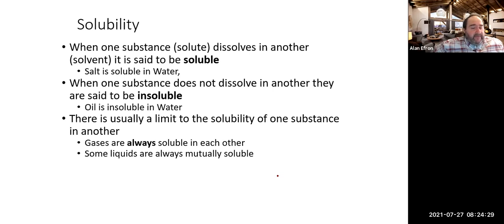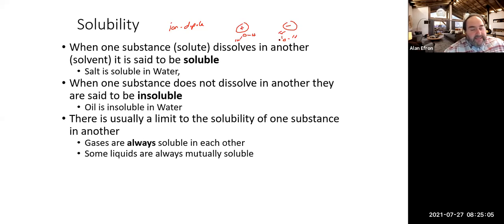So any type of salt is soluble in water. A salt, being ionic, is soluble in water because it would be using that ion dipole interaction, where, as we've seen many times, the ions go into water and then get surrounded by the waters. That's what allows those guys to really dissolve. When one substance really doesn't dissolve in another, it is said to be insoluble. Oil is insoluble in water.